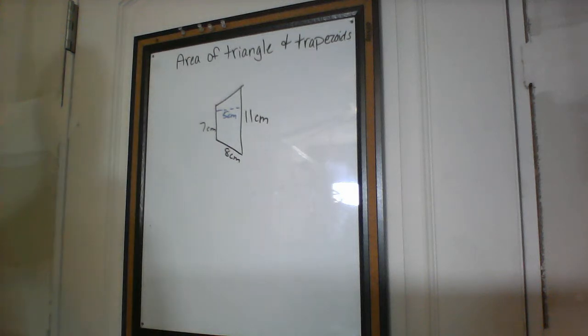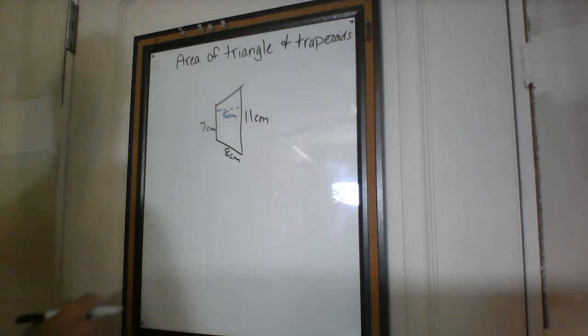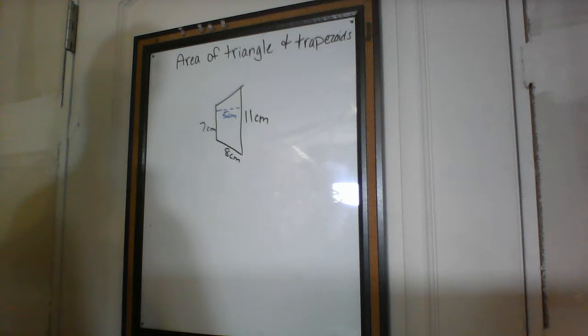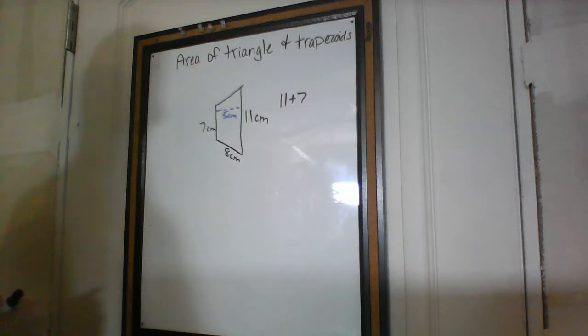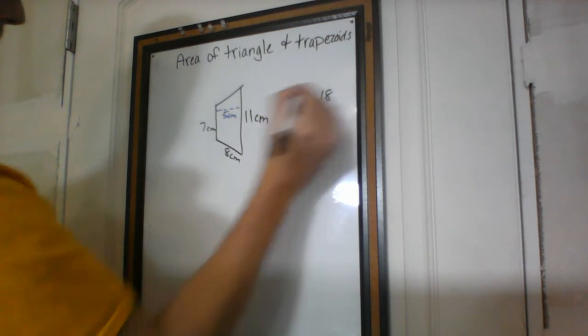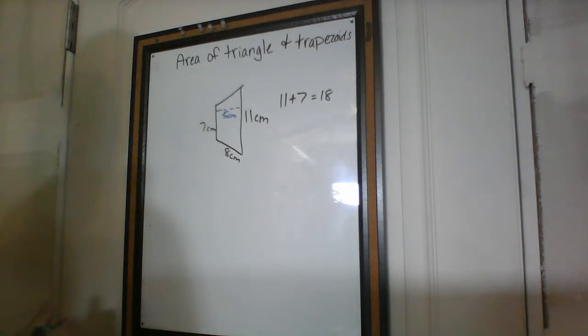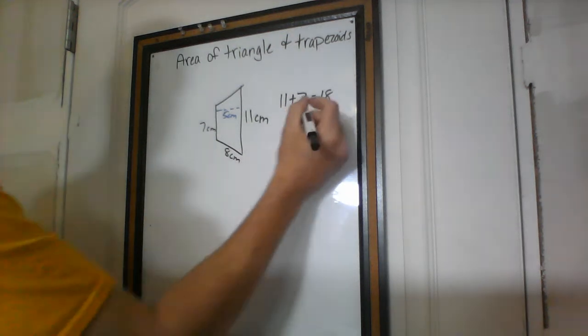Okay, go ahead, pause it, and see if you can solve for the area of this trapezoid, since it is not obviously a triangle. All right, let's see how you did. Okay, for area of a trapezoid, we need to add our bases. Hopefully you figured out which ones are the bases. They're the parallel lines. So we're going to add 11 and 7. That gets us 18.